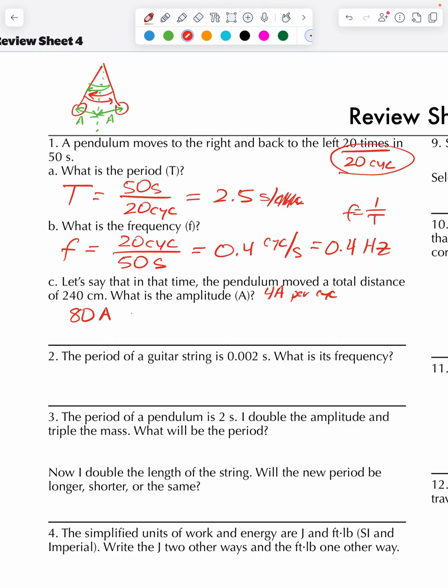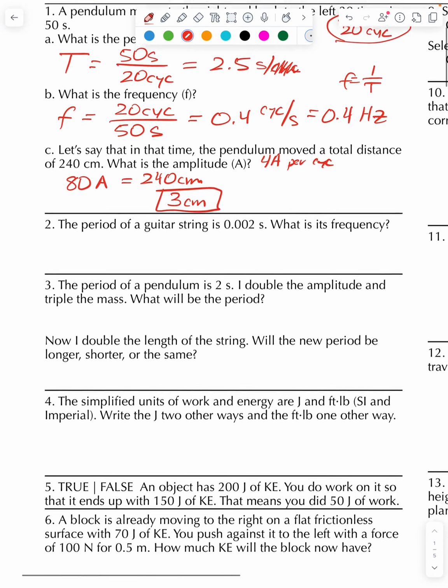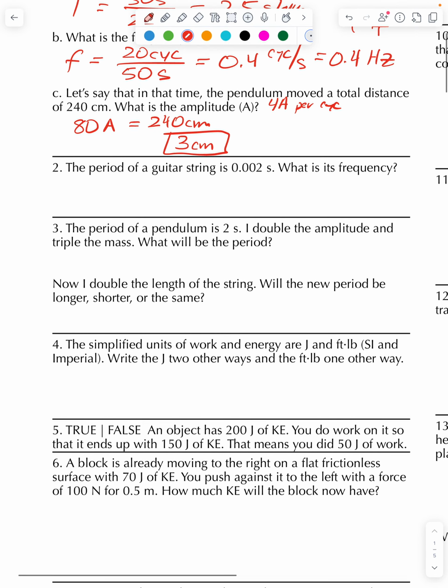Now, 80 amplitudes is represented by 240 centimeters. I'm not sure if that's the right word to use there, but it moved 240 centimeters, which is 80 amplitudes. So how big is each amplitude? Each amplitude is 3 centimeters. So not an easy problem by any means, even though I'm sure it was easy at the time that you were learning that. But just remember that there are 4 amplitudes per cycle, and then logically figure out whatever I'm asking you. I could kind of mix that problem up many ways.